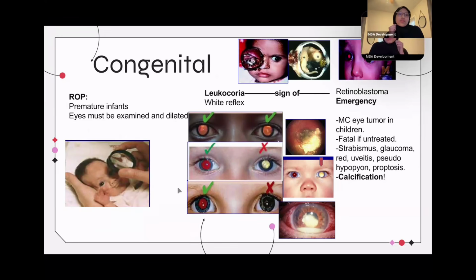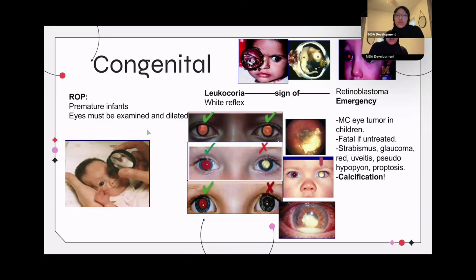Congenital causes of the eye, like strabismus or eye conditions, are seen in premature infants. Sometimes they can have retinopathy of prematurity, I think. ROP means that in premature babies, the eyes are not developed to begin with.